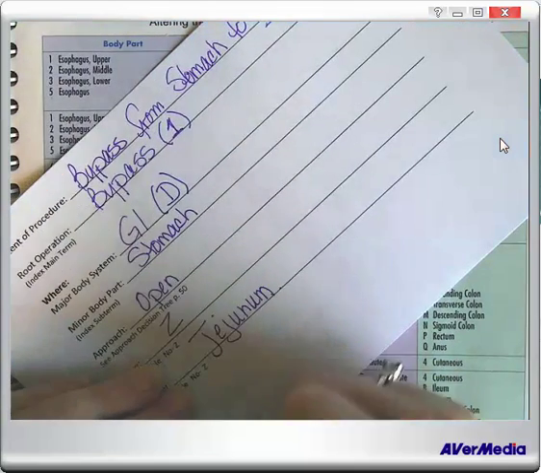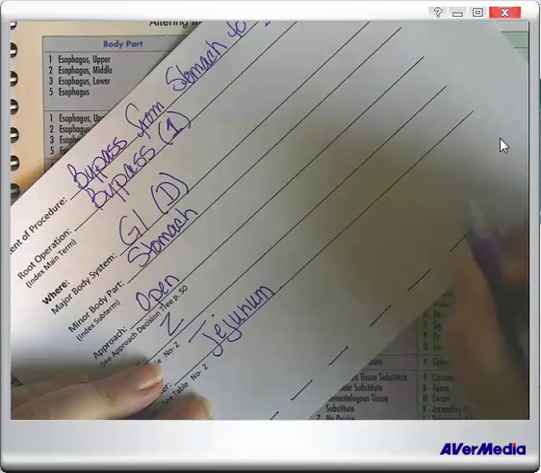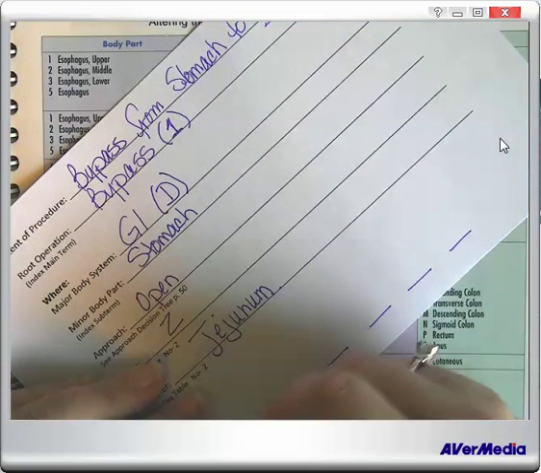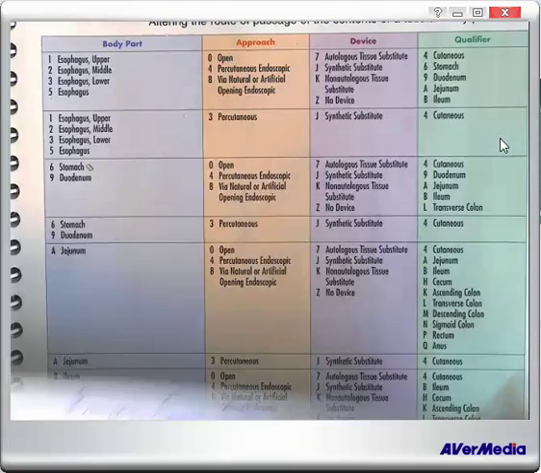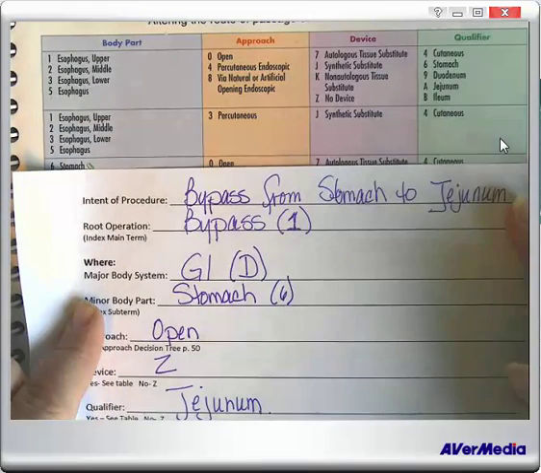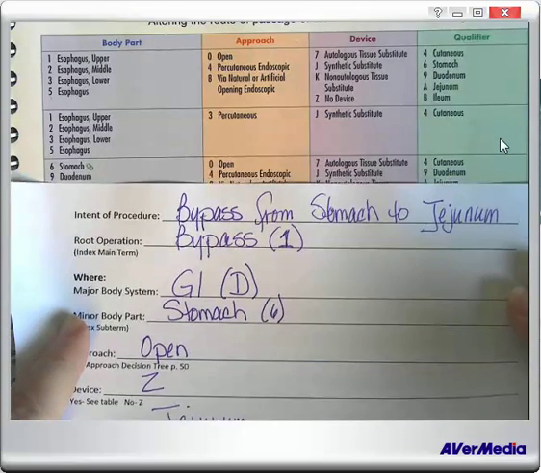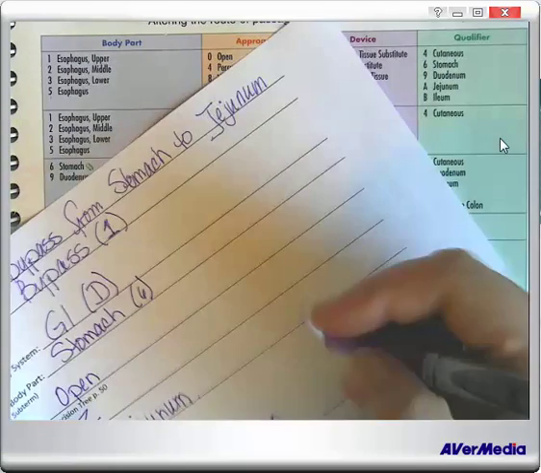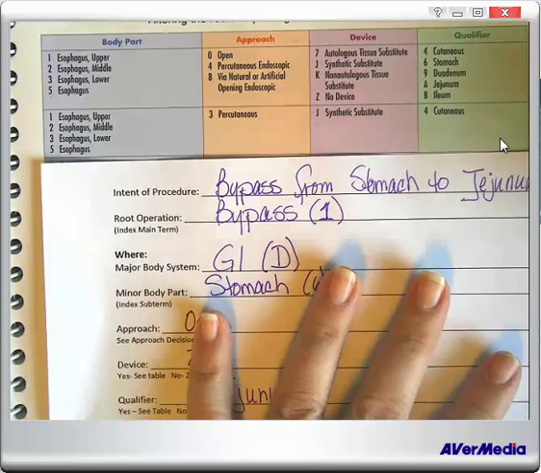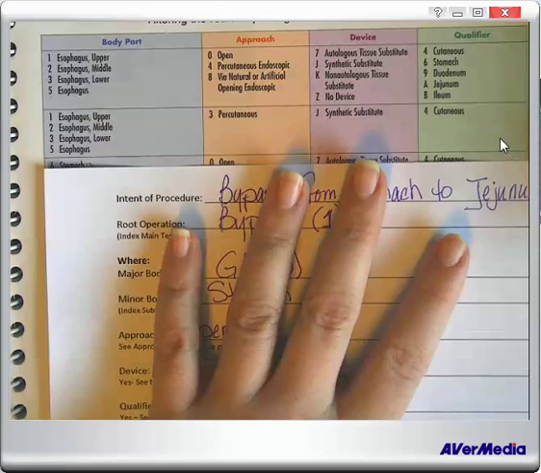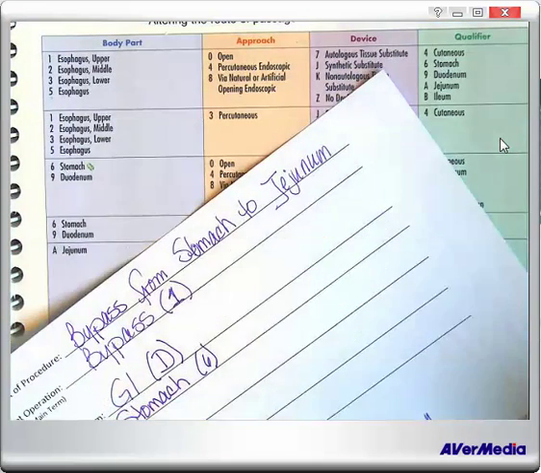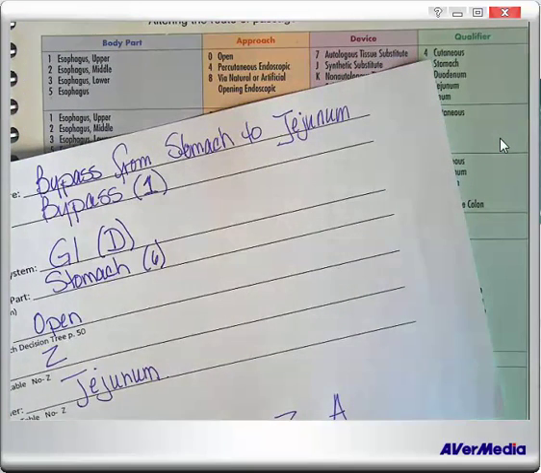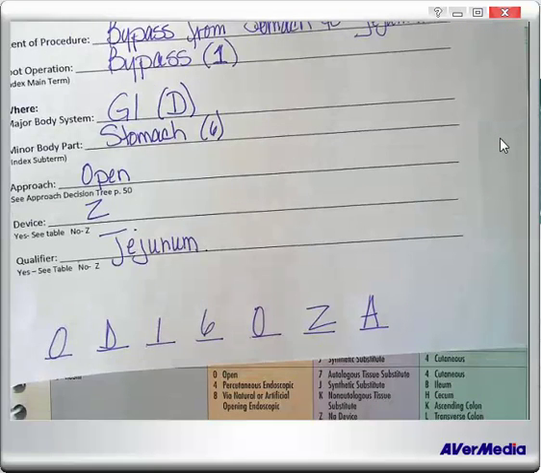So let's make our little 1, 2, 3, 4, 5, 6, 7. So we have 0, D, 1, 6, because this is going to be 6, right? Then we have open is 0. Now it does give us a choice of possible devices. Autologous, synthetic, non-autologous, no device. We have no device to speak of, so Z. And then here's our qualifier. It's going to ask us, remember, where we are bypassing to. We're bypassing to the jejunum. There it is, A. So the code for a bypass from the stomach to the jejunum would be 0D160ZA. All right?